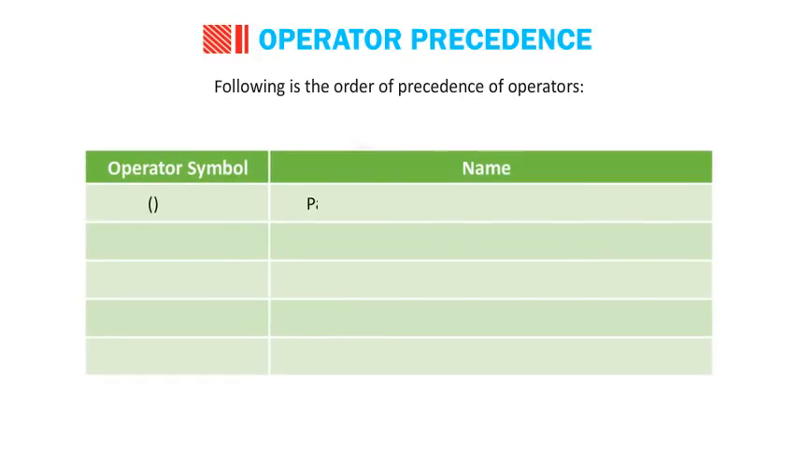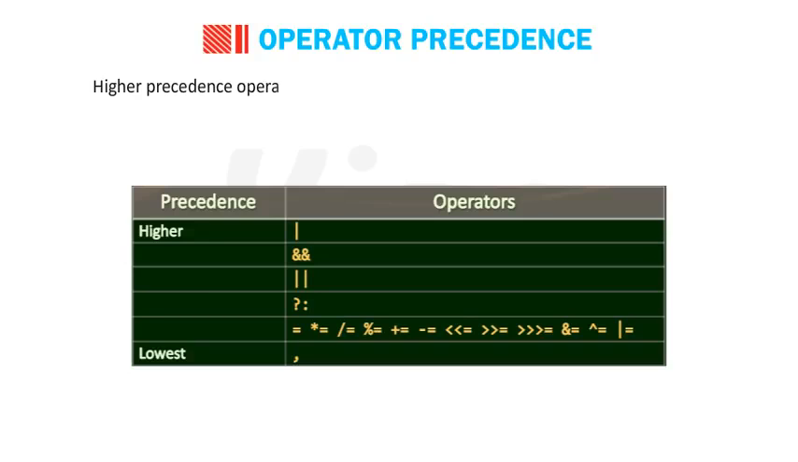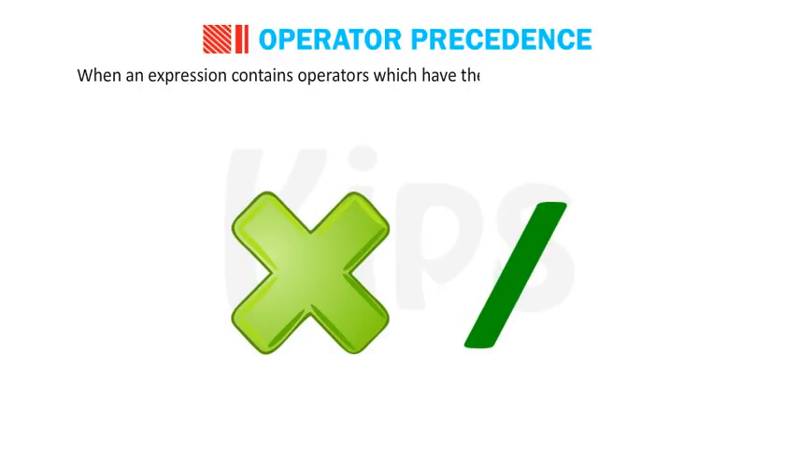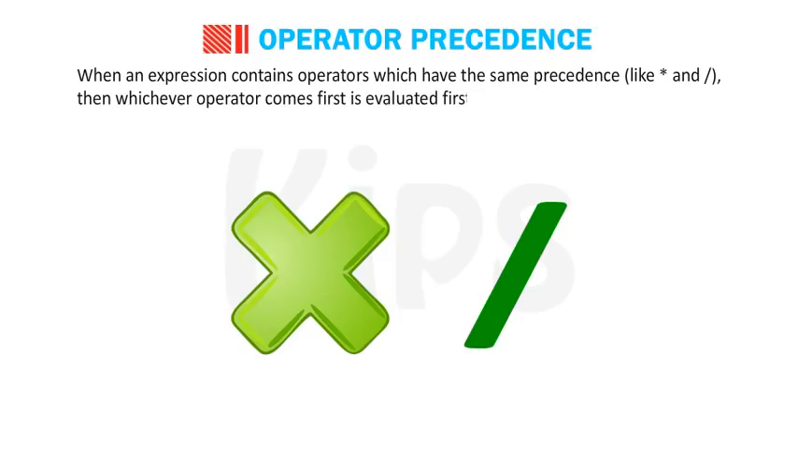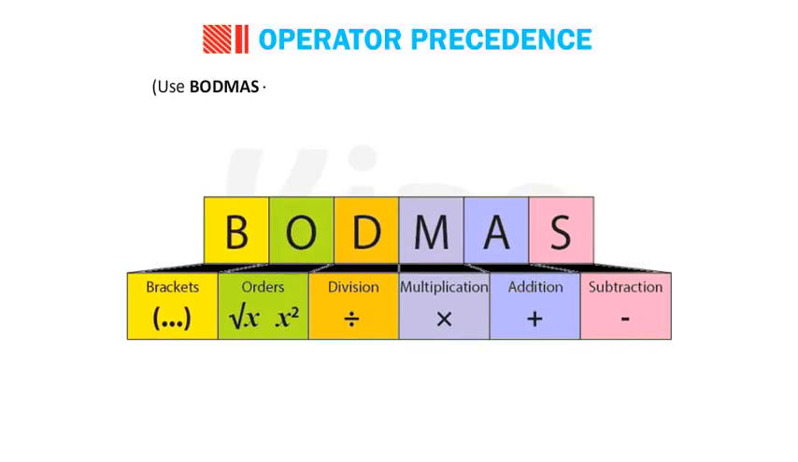Operator symbol and name: parenthesis, then ** exponent, then plus and minus as unary plus and unary minus, then *, /, //, % for multiplication, division, floor division, modulus, then plus and minus for addition and subtraction. High precedence operators are operated before the lower precedence operators. When an expression contains operators which have the same precedence, like multiplication and division, then whichever operator comes first is evaluated first. Parentheses can be used to override the order of precedence and for some part of the expression to be evaluated before others. Use the BODMAS rule: brackets, of, divide, multiply, add, subtract.